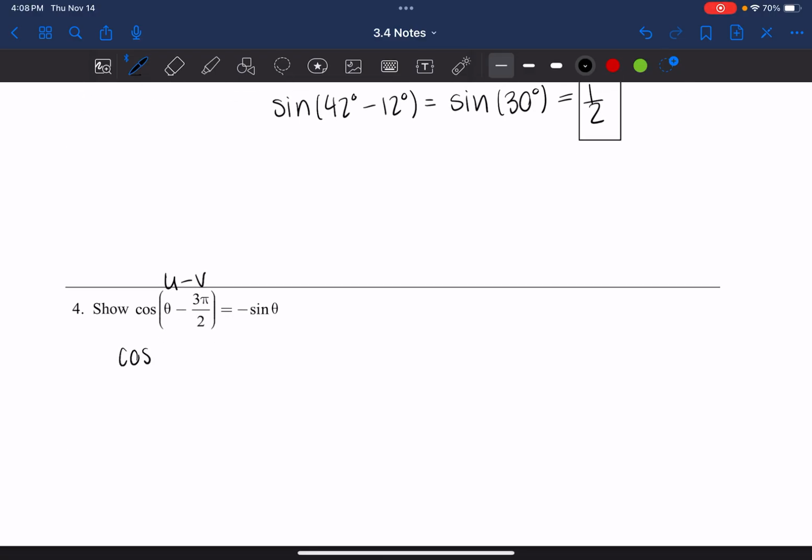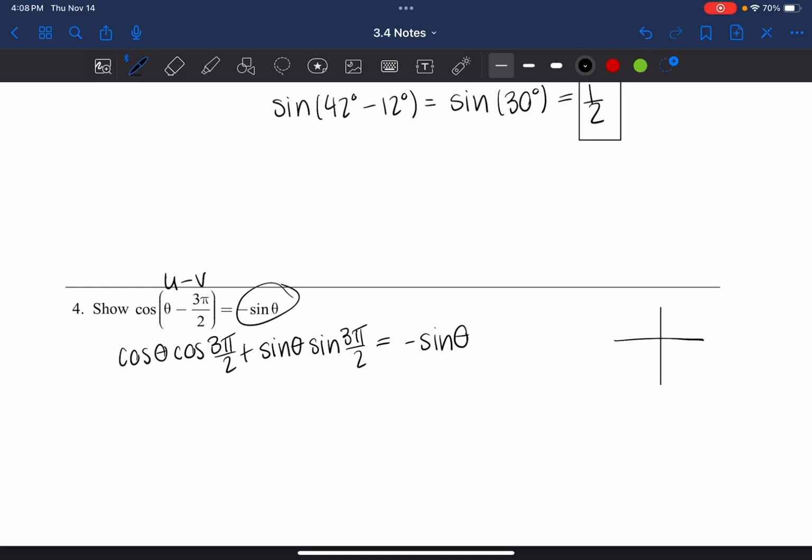So I'll have cosine of U, which is theta, times cosine of V, which is 3 pi halves, plus sine of U, which is theta, times sine of V, which is 3 pi halves. And I'm hoping to prove that this is equivalent to that negative sine of theta over here on the right side. So if I don't know what theta is, I can't replace it. But I do know what 3 pi halves is.